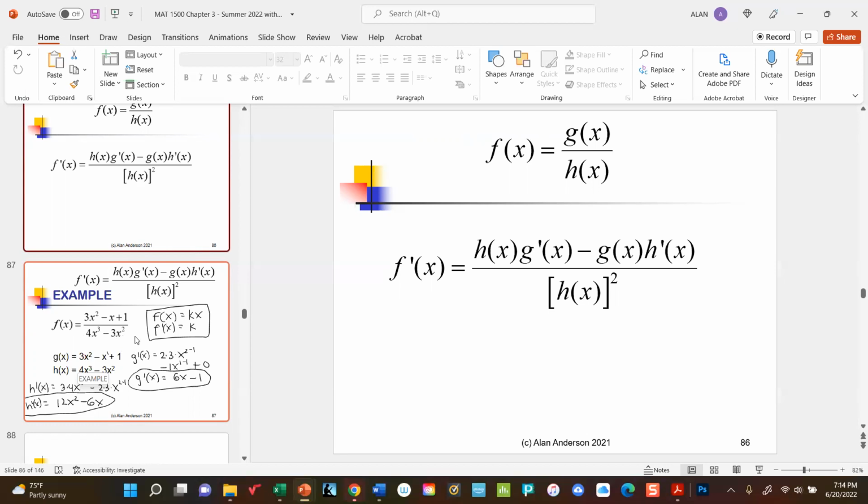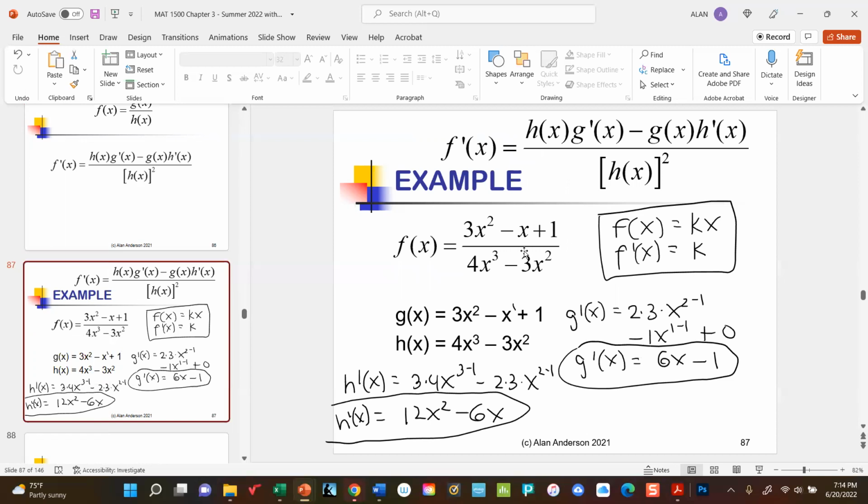So here's an example that we had. 3x squared minus x plus 1 over 4x cubed minus 3x squared. And there's really no way to simplify this. So we'll treat the numerator as g of x, the denominator as h of x. And again, you notice what we're doing here to come up with g prime of x. You're basically applying the power rule twice and the constant rule once. Down here with h of x, you're applying the power rule twice. So for g prime of x, we ultimately end up with 6x minus 1. And for h prime of x, we ultimately end up with 12x squared minus 6x.